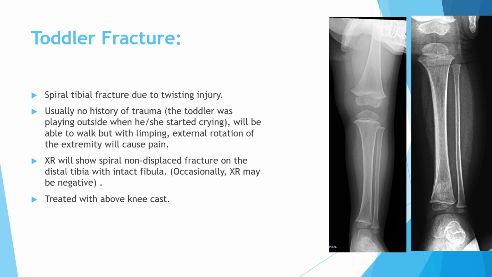X-rays, sometimes the X-ray will show a spiral fracture. You can see here a non-displaced incomplete spiral fracture. Sometimes it's completely normal and you can't see anything, and all you see is on the X-rays after 2 weeks. You will see the periosteal reaction indicating the healing. The treatment for all these cases is above knee cast.